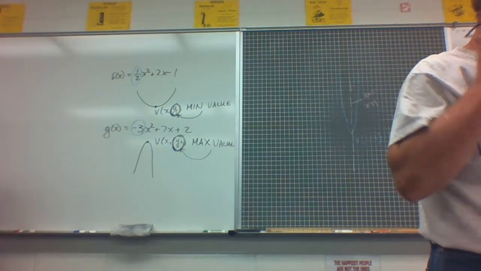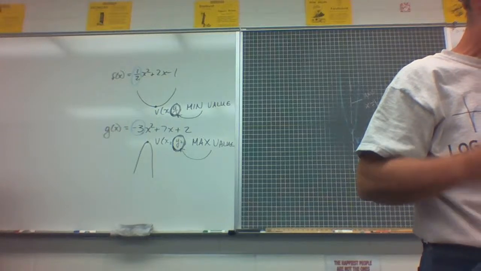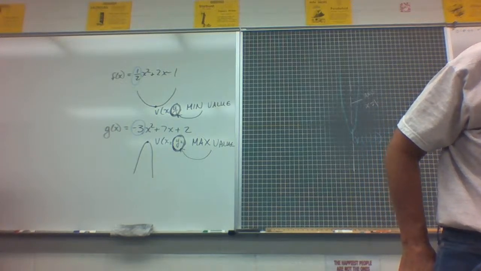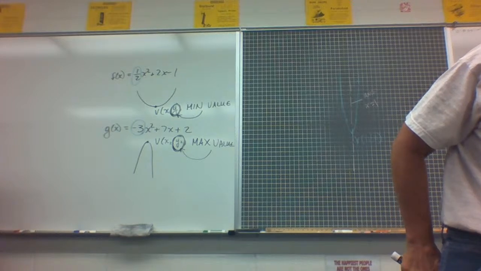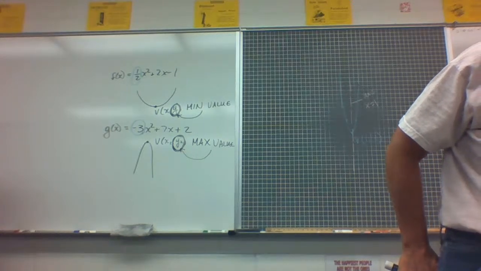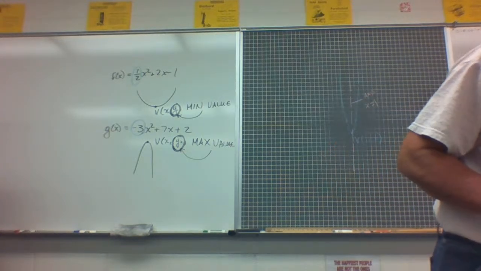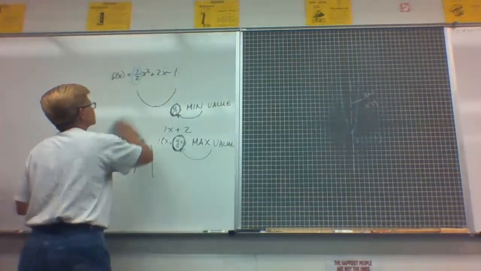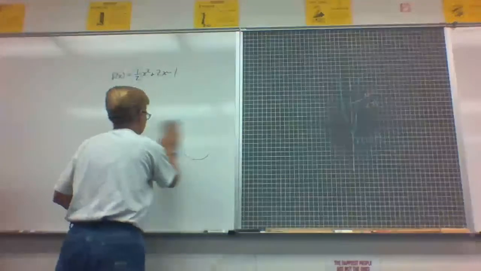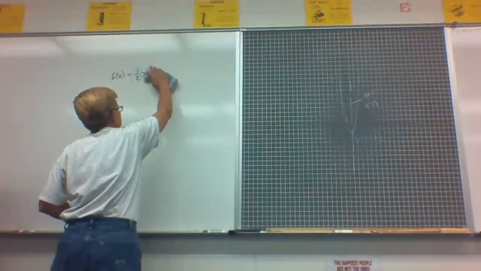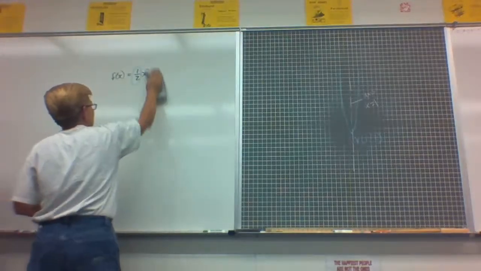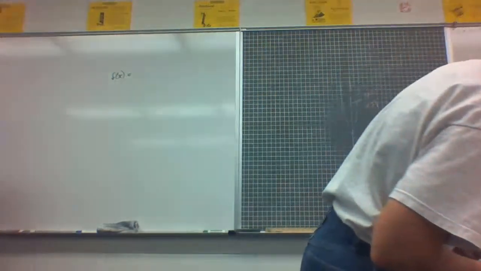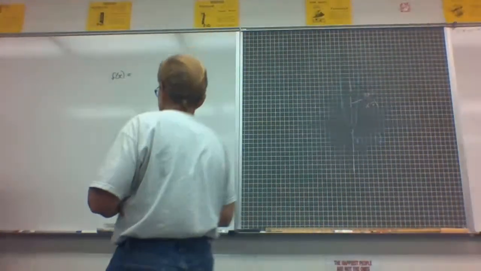And all it says is you have to decide whether it's a max or min, depending on whether it's positive or negative. In the a, the leading part of the function, it says find the minimum value or maximum value of f of x equals 1/2 x squared minus 2x minus 1. I'll go ahead and erase that so it doesn't look circled. The function is, again, 1/2 x squared minus 2x minus 1.